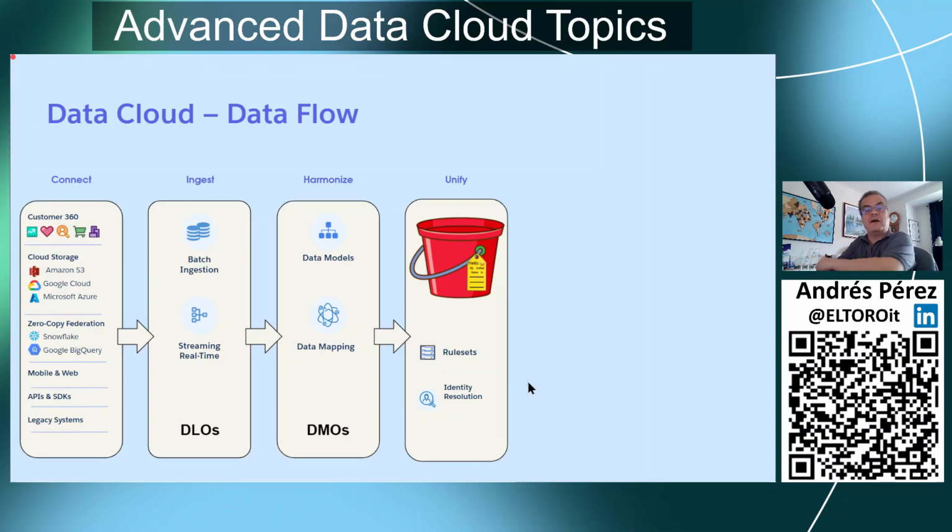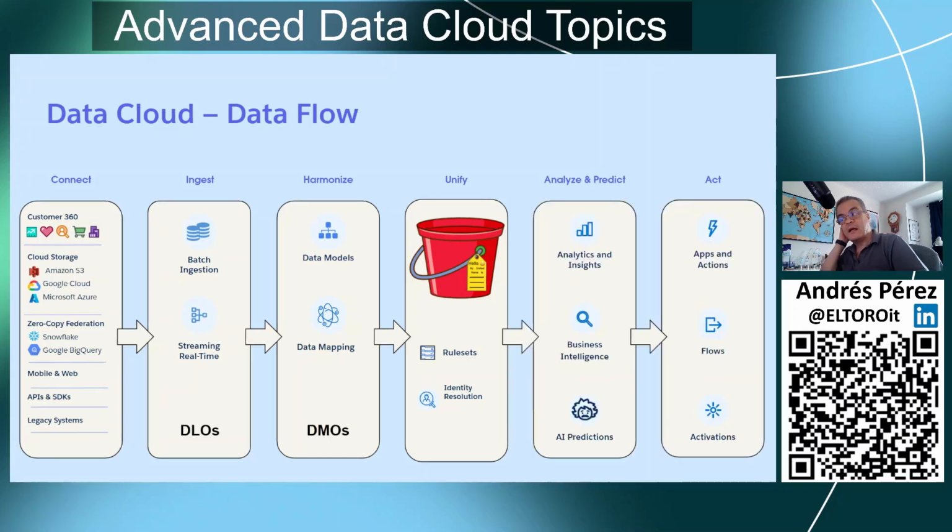Once we unify, now we are ready to actually start working with the data. So we can analyze, predict, and act on the data. The types of things that we can do here are analytics, dashboards, and reports. You can do predictions with Einstein. You can query that data from Salesforce via Apex or flows, so that you can work on your own apps and actions.